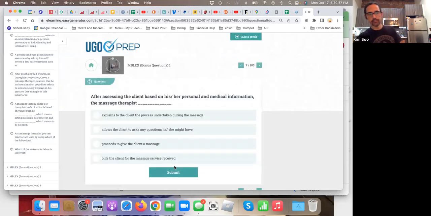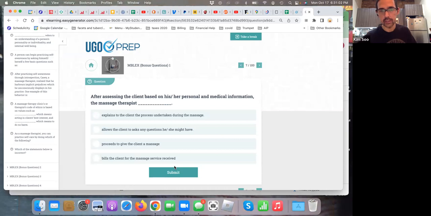All right. After assessing the client based on his or her personal and medical information, the massage therapist explains to the client the process undertaken during the massage, allows the client to ask any questions he or she might have, proceeds to give the client a massage, and bills the client for the massage service received.